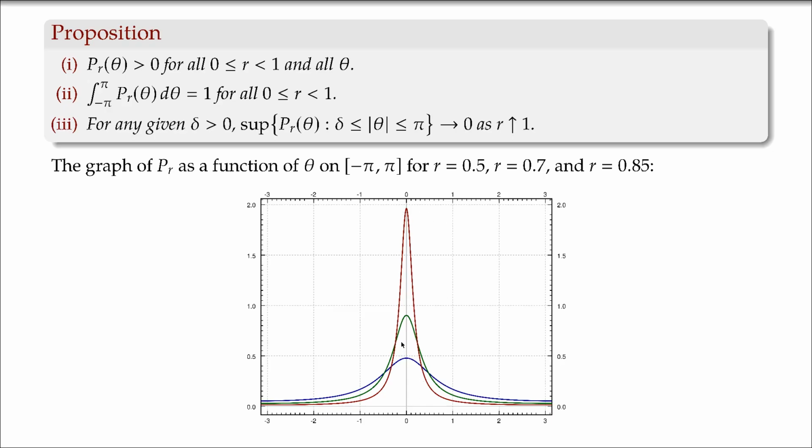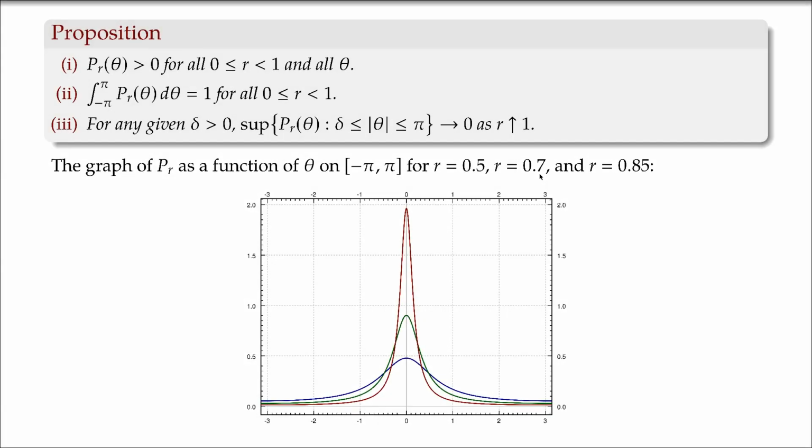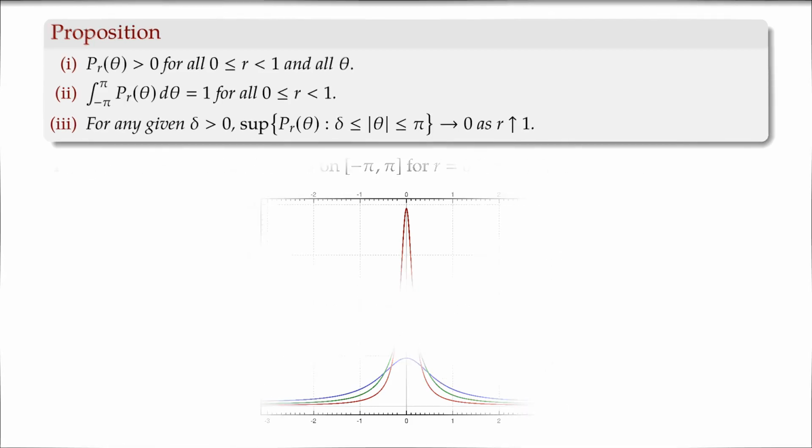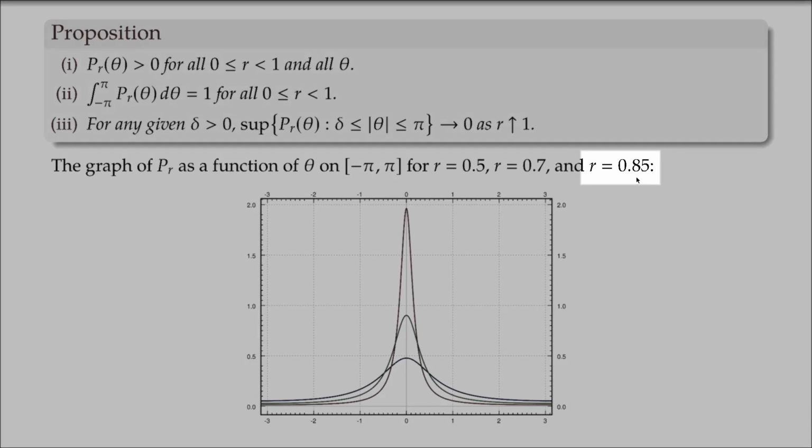And the red one is the smallest one at first. It will actually become the largest one near the origin. So the green one is 0.7, and the last one, the red one, is 0.85.